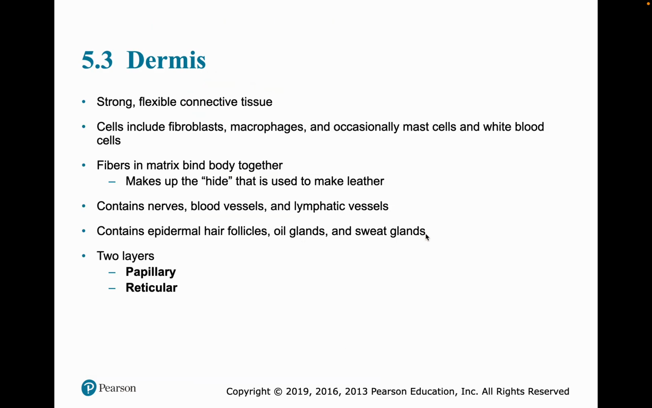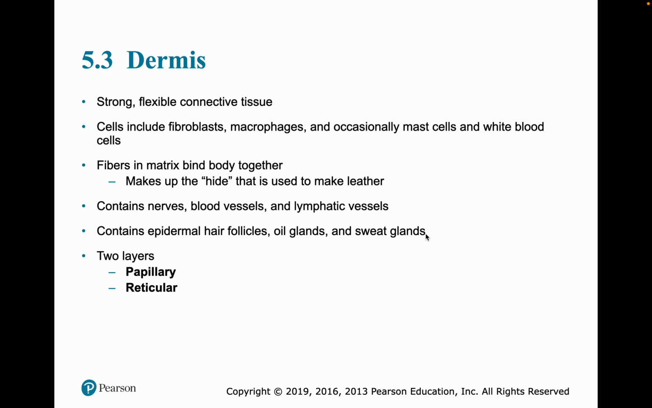Then we have the dermis. Below the epidermis is a strong, flexible connective tissue. Here the cells would include fibroblasts, macrophages, mast cells, white blood cells. There are fibers in the matrix that bind the body together. This is what makes up the hide. This is what we would use in other organisms when we make leather.